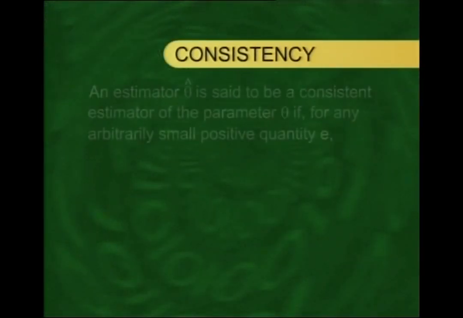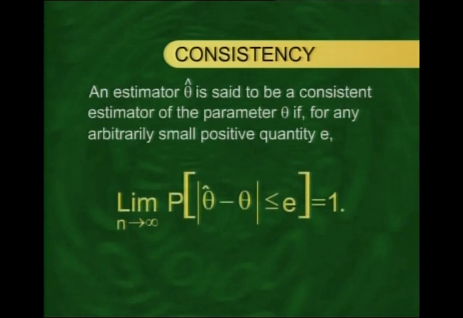What is the next property that I would like to discuss with you, students? It is called consistency. And as you now see on the slide, an estimator theta hat is said to be a consistent estimator of the parameter theta if for any arbitrarily small positive quantity e, the limit of the probability that the absolute difference between theta hat and theta is less than or equal to e, the limit of this probability as n tends to infinity is equal to 1.